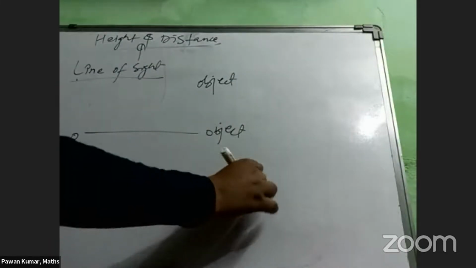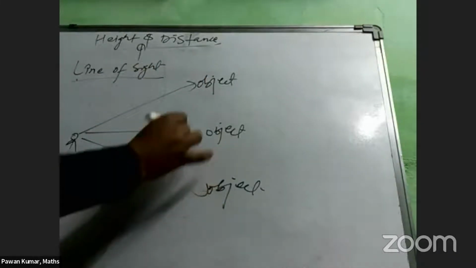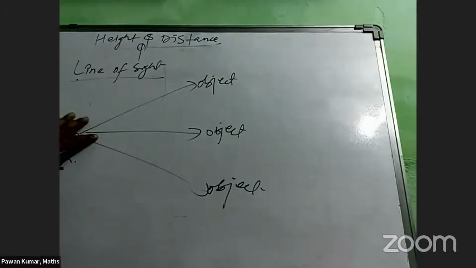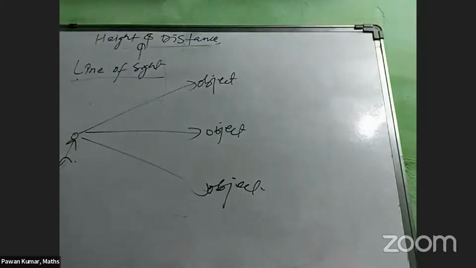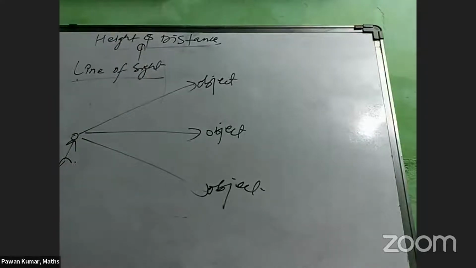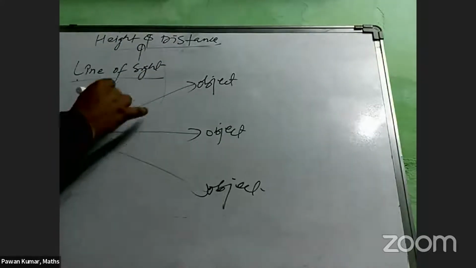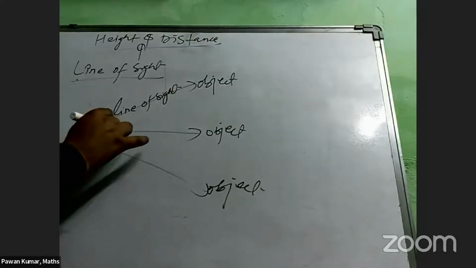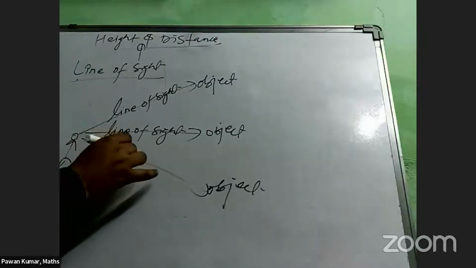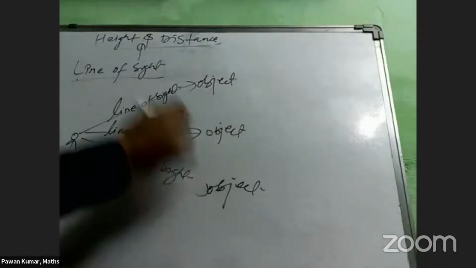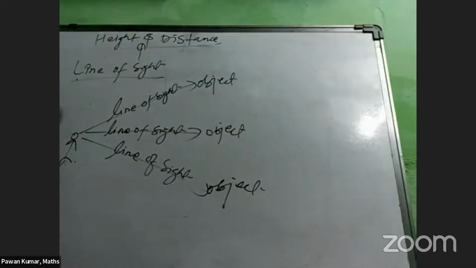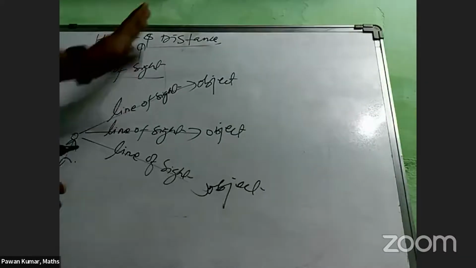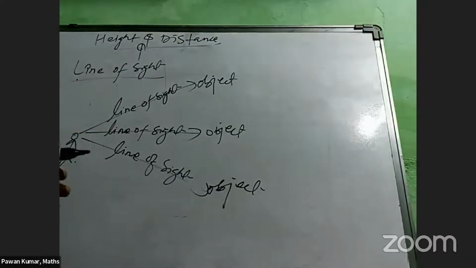Whenever that person is observing some object, that straight line of observation we call the line of sight. It will be different as my object changes. If I'm seeing from the top or from the bottom, the line of sight will be different in each scenario. Simply, that is called the line of sight.